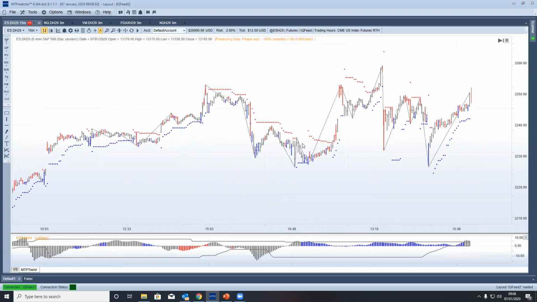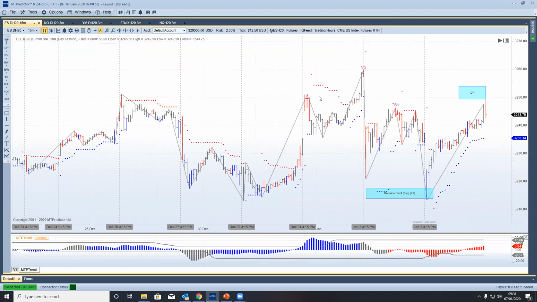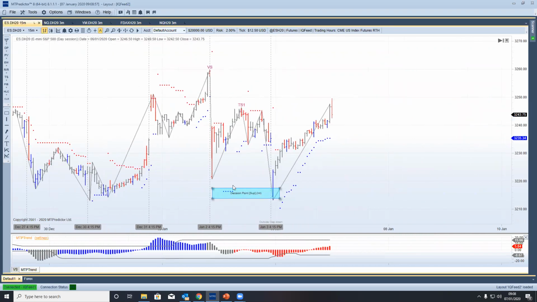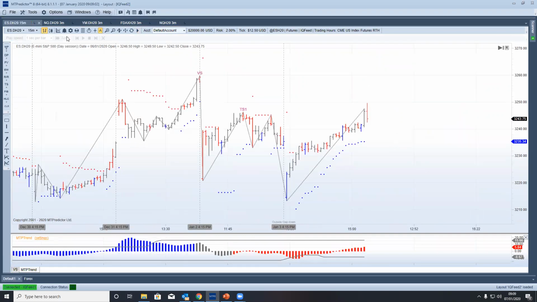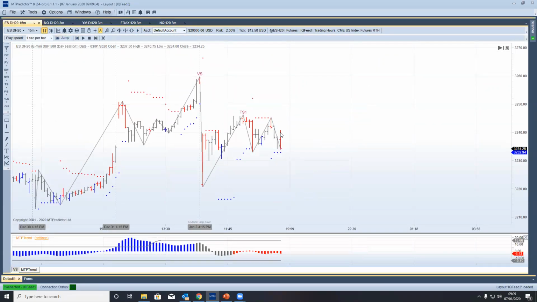Let's go to the 15-minute chart. This is a day session only chart. Just take these off. This was my analysis from yesterday. This was a day session only chart. So if I go back before yesterday even opened, there it is.